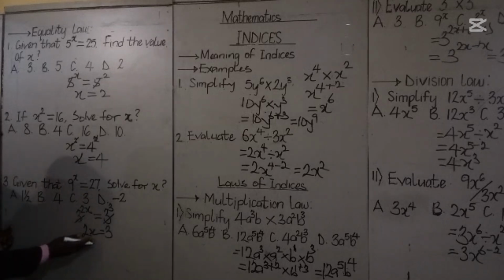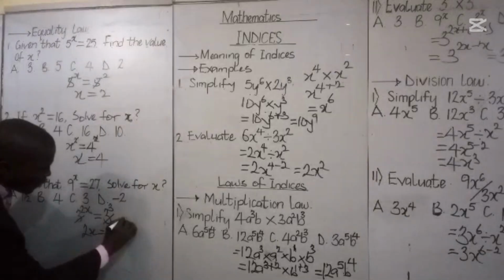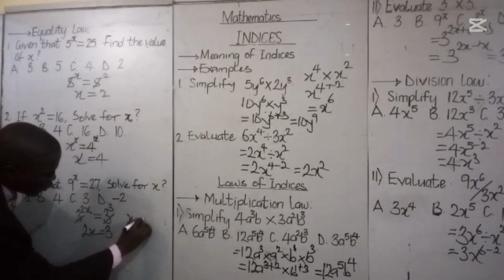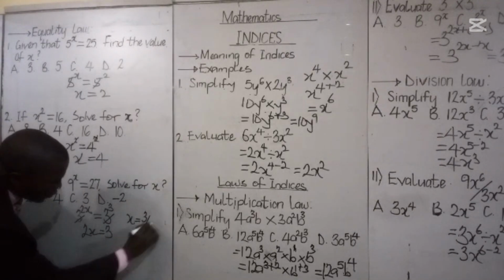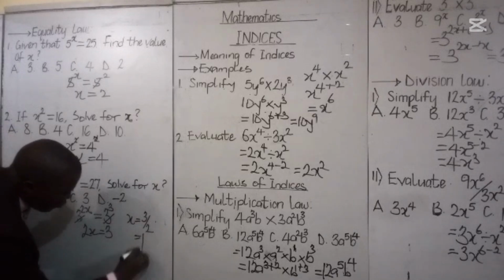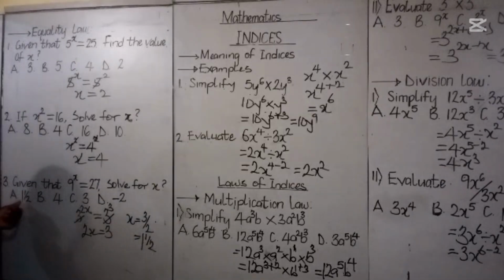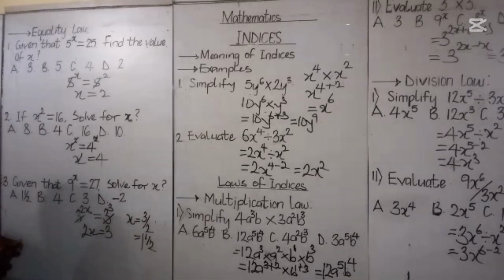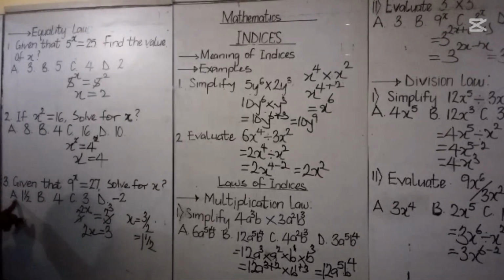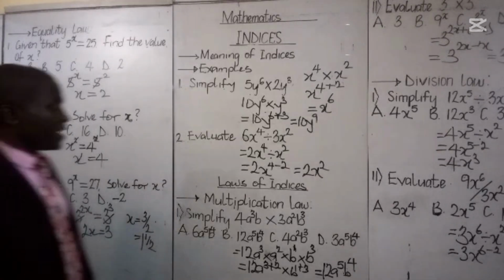And what do we do next? We divide both sides by 2. That means that the value of x will now be equal to 3 all over 2. And finally, it will be 1 whole number, 1 all over 2. The most appropriate option here is 1 whole number, 1 over 2. And that is option A.